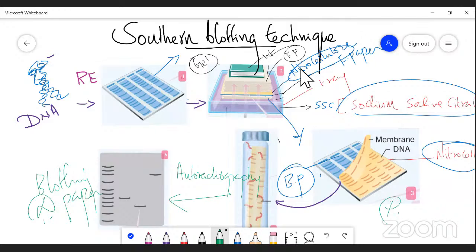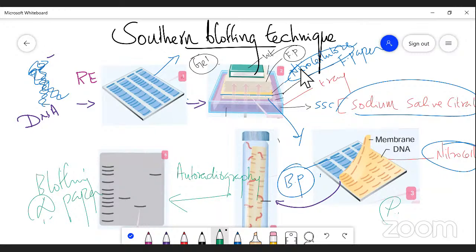Exactly this is copied from the nitrocellulose membrane. As a result, exactly the DNA fragments are detected as they are in the hybridization bottle, right? So this is called the Southern blotting technique. It was first discovered by Southern in the year 1975. Hence, it gave its name to the technique. Later on, it is known as the Southern blotting technique.